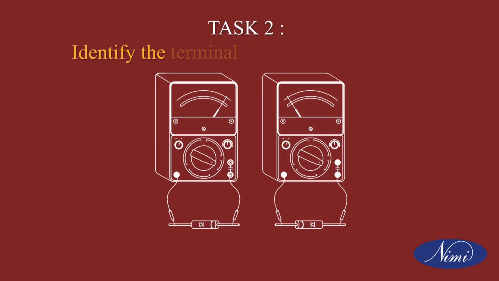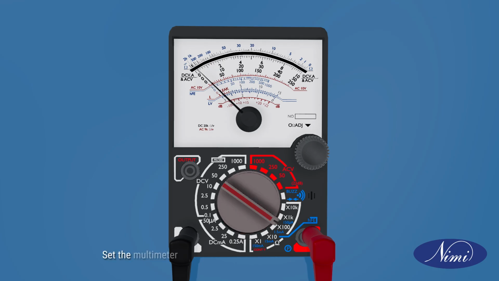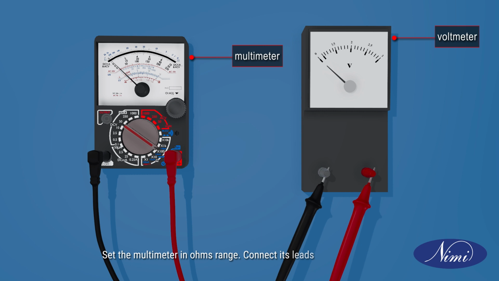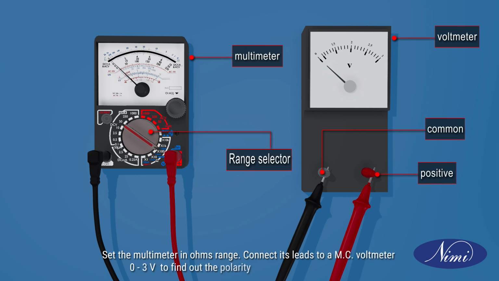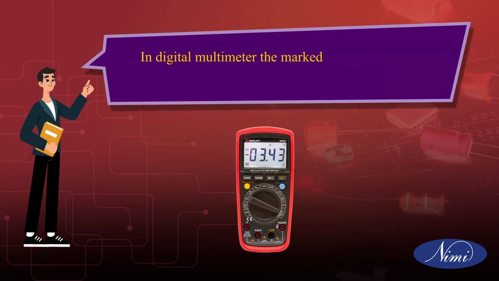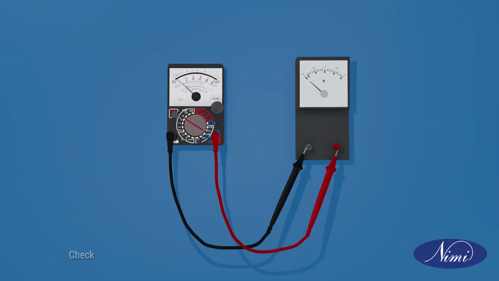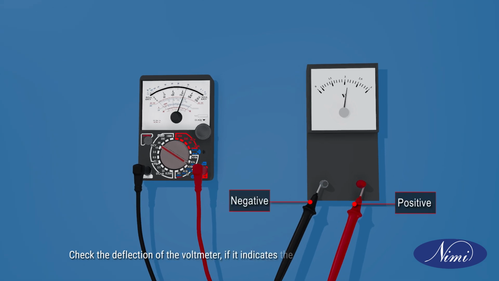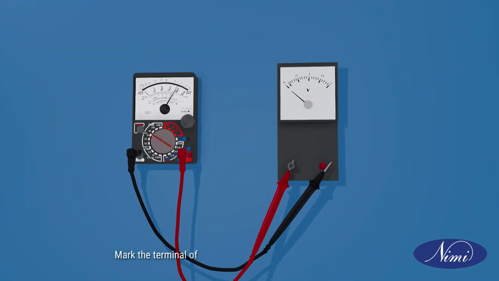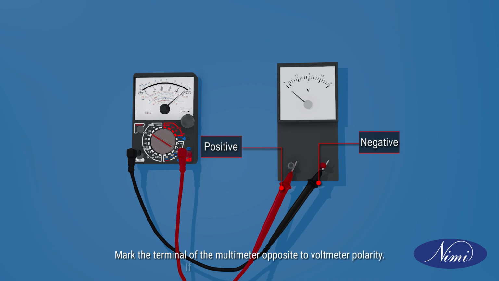Task 2. Identify the terminal leads of a given diode. Set the multimeter in ohms range. Connect its leads to an MC voltmeter 0 to 3 volts to find out the polarity of the multimeter output voltage. In a digital multimeter, the marked polarity and polarity of output voltage are the same. Check the deflection of the voltmeter. If it indicates the voltage, mark the terminal of the multimeter corresponding to the voltmeter polarity. Otherwise, mark the terminal of the multimeter opposite to voltmeter polarity.